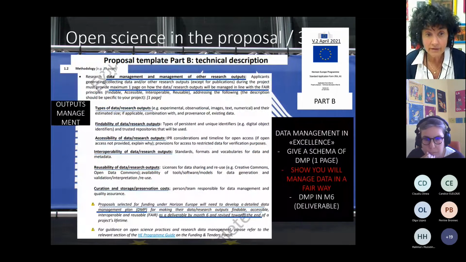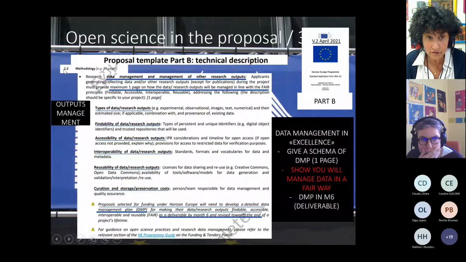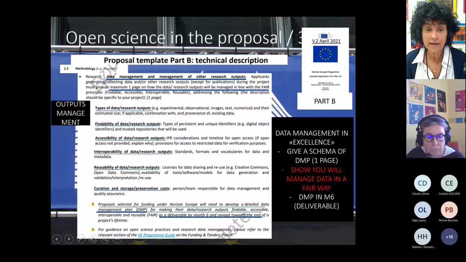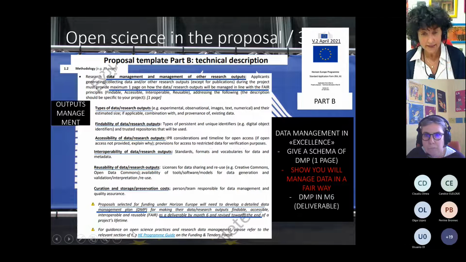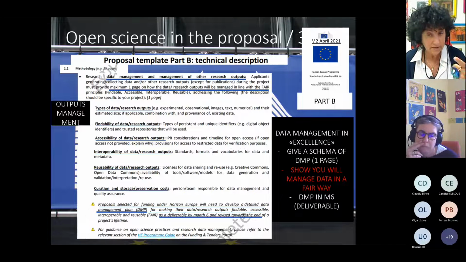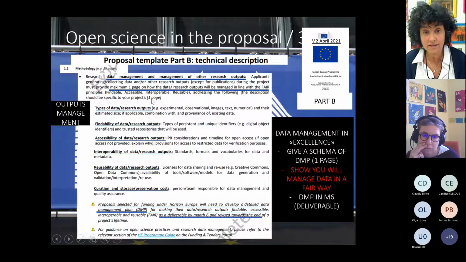Then you have another page, because you see it's another bullet point, always under the methodology 1.2 point, which accounts for 15 pages in total. You have another point, research data management and management of other research outputs, okay? Again, 1 page. If the project is selected, bearing in mind that you are evaluated also on what you are writing in this page, then you will have to provide the full DMP by month 6, okay?